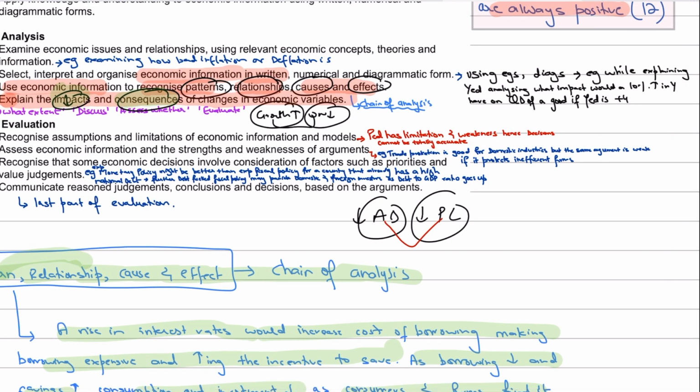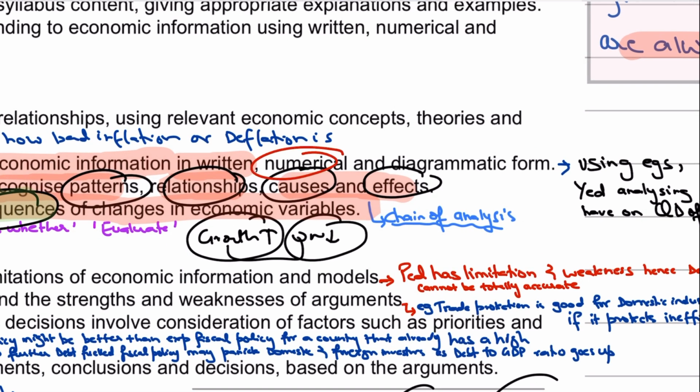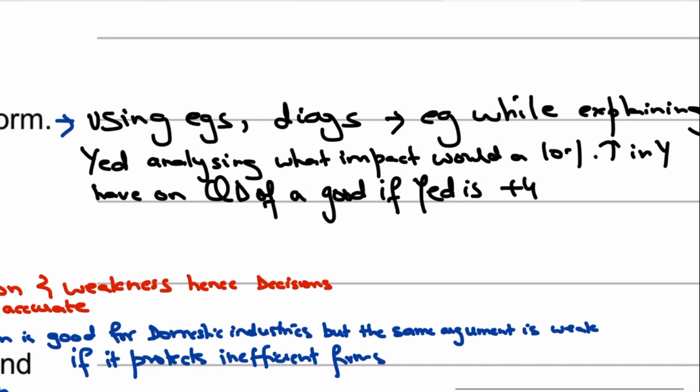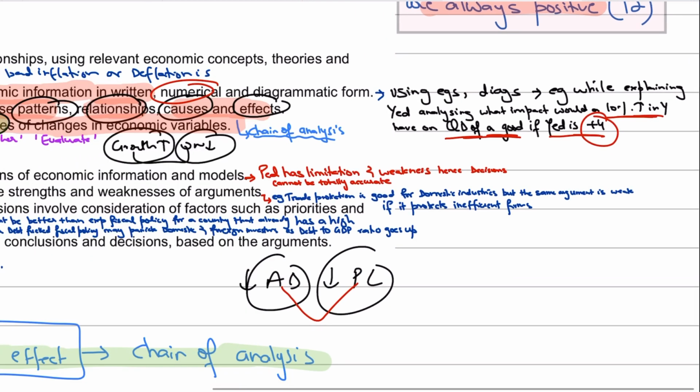So for example, here I've also written another thing on analysis. If you're explaining a numerical, if you're giving a numerical perspective, you could say, for example, if the question is on YD, that a 10% rise in income would have what effect on the quantity demanded of a good if YD is plus 4? So if the coefficient of YD is plus 4, it's a normal good, and you're saying that if income goes up by 10%, what impact? So explaining it through an example or a numerical is also part of analysis, okay?